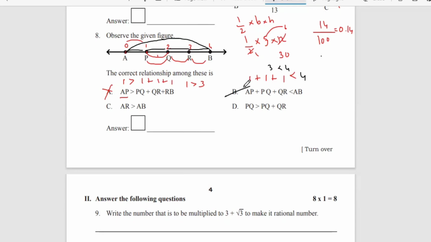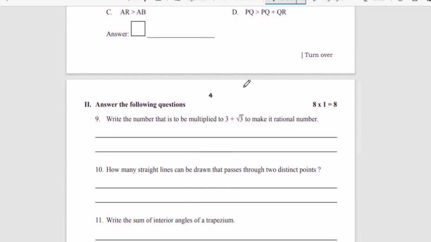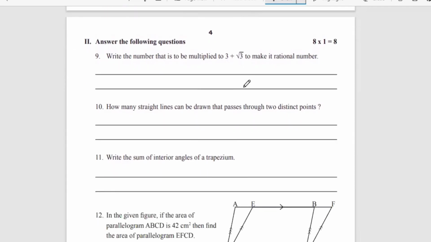Okay, so moving to the next main. In the second main also, each question carries 1 mark and there are 8 questions in the second main. So let us go with that. They're asking which number is to be multiplied with 3 plus root 3 to get a rational number. First of all, I hope you may know what a rational number is.